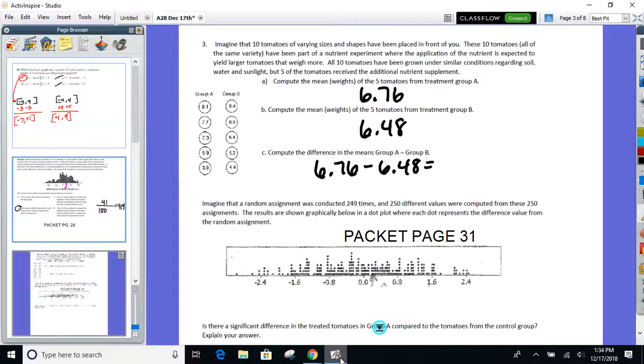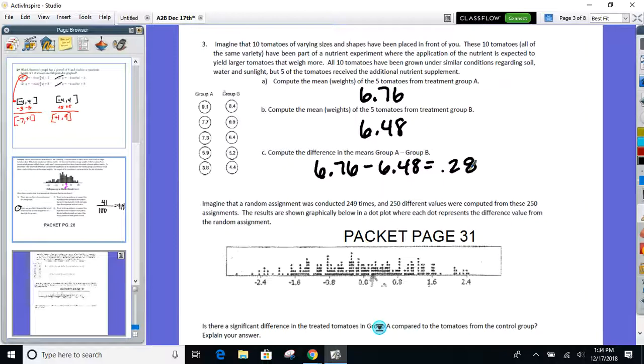0.28. All right, everybody stop, please. Everybody stop before you go to the simulation, because I'm going to ask this on Wednesday's test. What does that 0.28 mean as far as the problem goes? I don't want "it's the difference in the means." What does it mean as far as these plants go? What's that 0.28 represent?